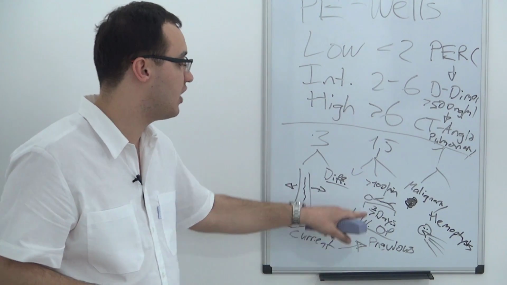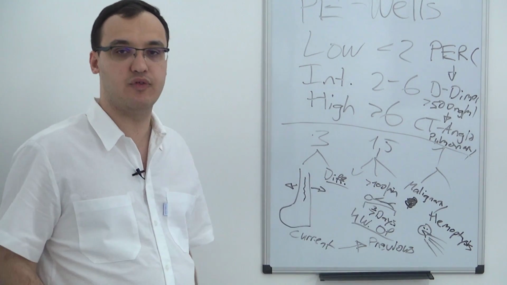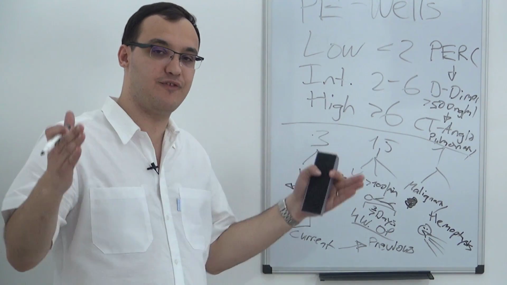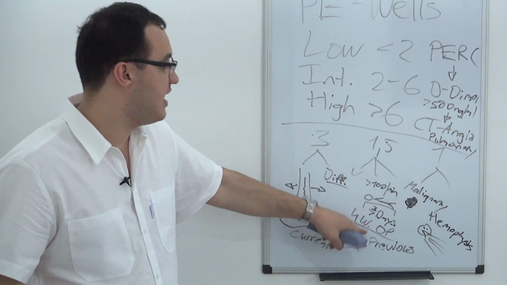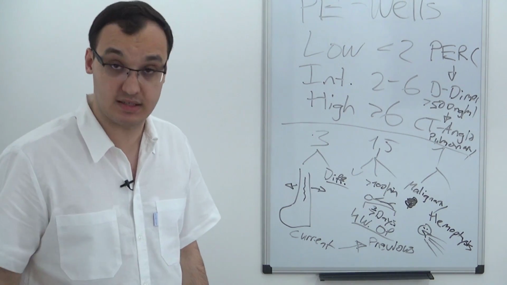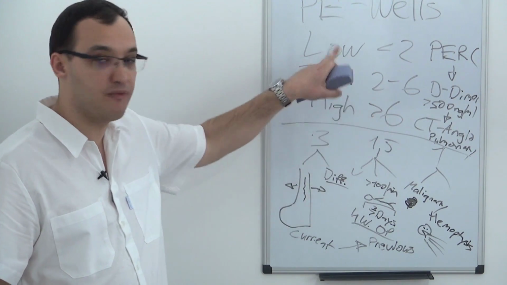So I don't give any points for that. I asked him, did he lay down in the last 3 days? No, he didn't. Did he have any operation within the 4 weeks? No, he didn't. Did he ever have previous deep vein thrombosis? Yes, he says. Okay, I give him 1.5 points.